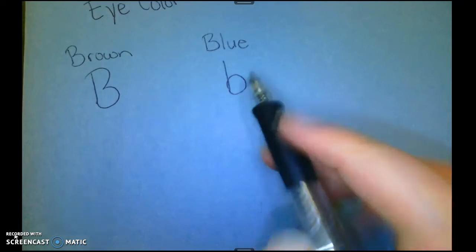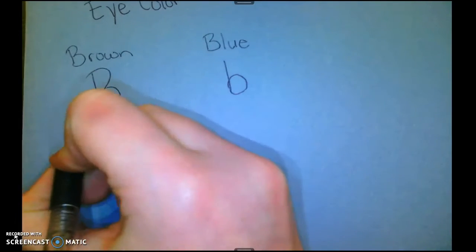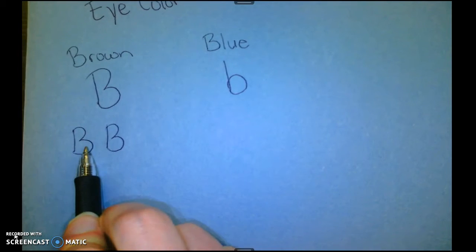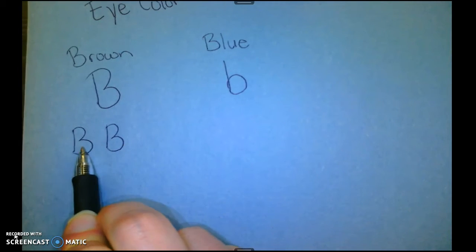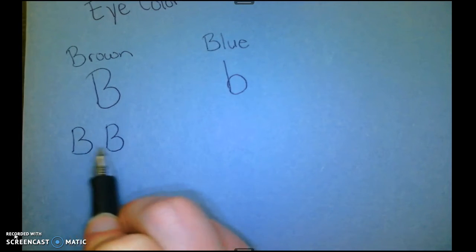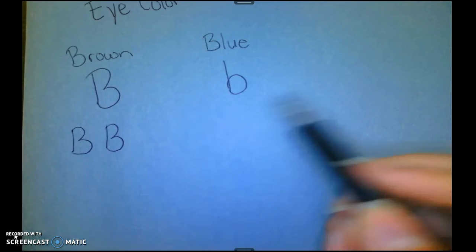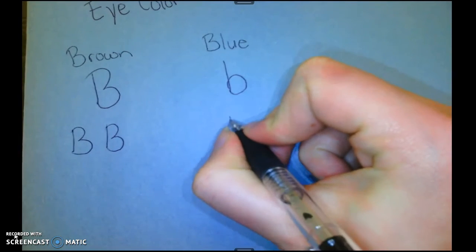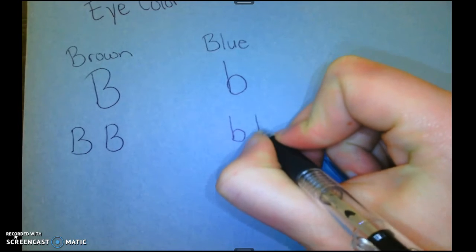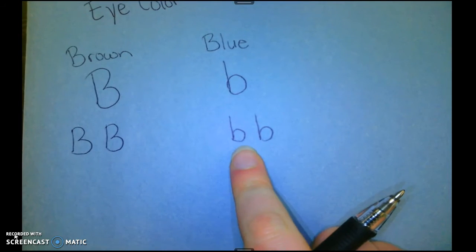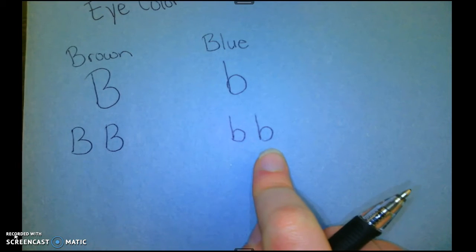So there's a couple combinations that could happen. You could have both of your parents giving you the allele for brown eyes. So these are both dominant. Okay, so it doesn't matter. This is going to be a brown-eyed person. Your parents could both have given you the allele for blue eyes. Remember we said that these are lowercase, so these are going to be recessive.